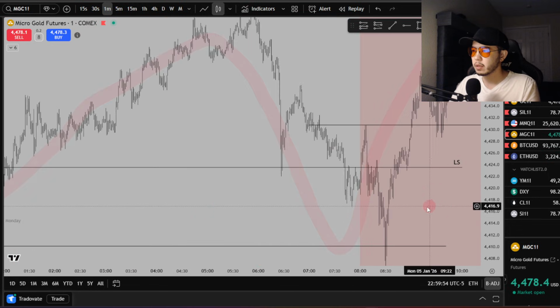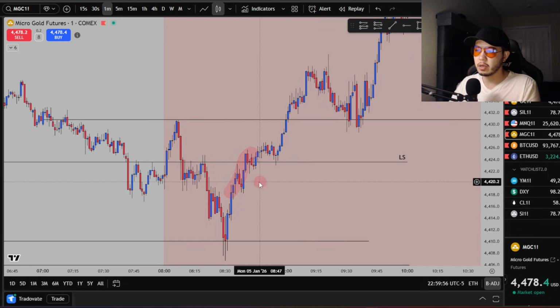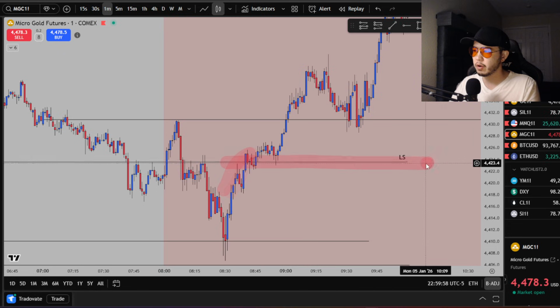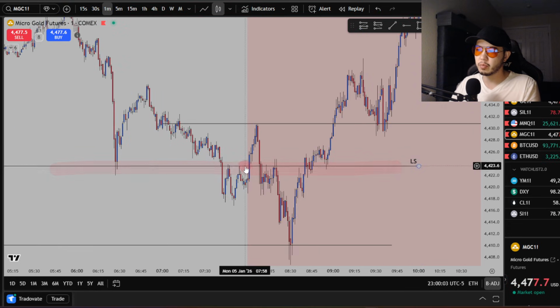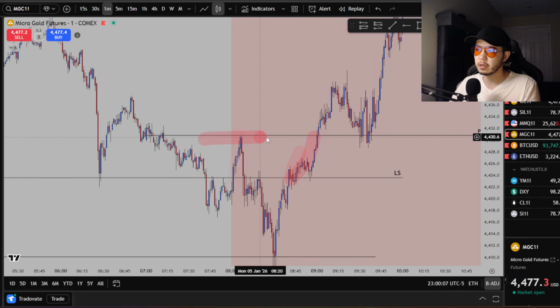Like that. And then you see, as soon as the price closes above this sweep, above this area, we know that the price showed us that it likes to go up. So you can just get in here and target this area.